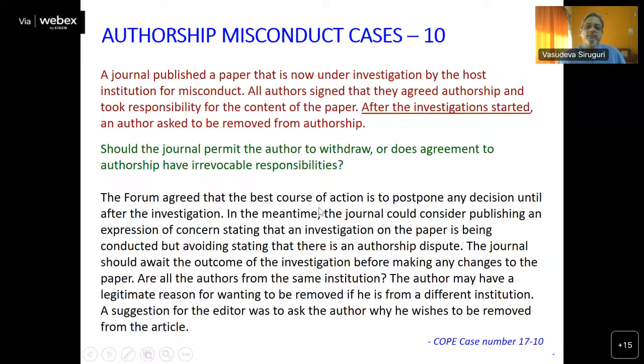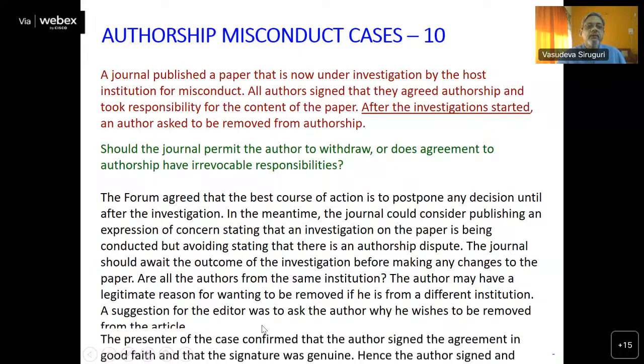So the forum agreed that the best course of action is to postpone any decision until the investigation by the host institution is over. And in the meantime, they could consider publishing an expression of concern stating that the investigation on the paper is being conducted, and the journal should await the outcome of the institution before making any changes to the paper. Then, are all authors from the same institution? Someone may have a legitimate reason for wanting to be removed if he is from a different institution. Okay. So the suggestion was that the editor should ask the author why he wishes to be removed from the article.